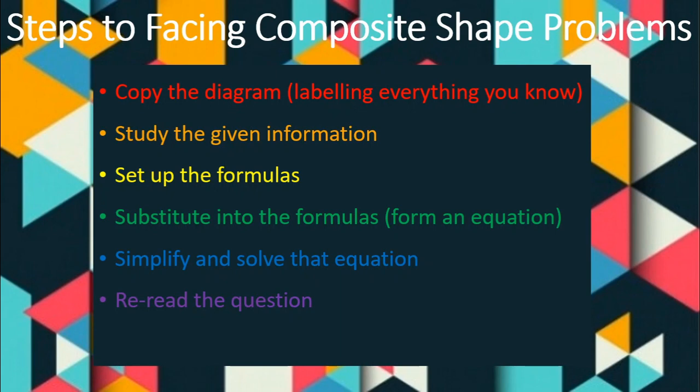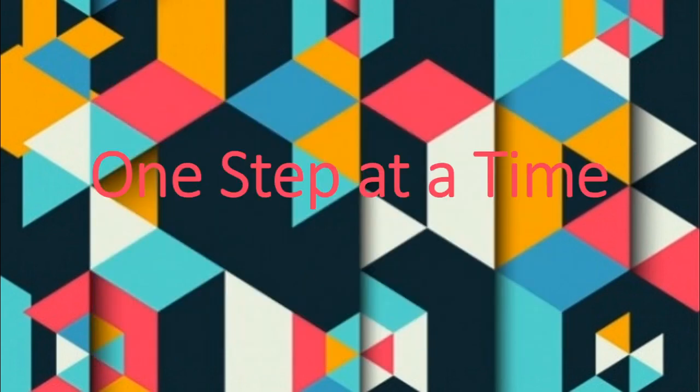Finally, reread the question. I can't stress how important that is. You could have done all of your working correctly, but then given the wrong answer because you didn't read what was actually asked. So reread the question. And then check your answers whenever possible. If they told you that the triangle is 5 times the rectangle, go ahead and calculate: is that triangle area really 5 times the area of the rectangle? Check your answers whenever possible. And most importantly, take it one step at a time.